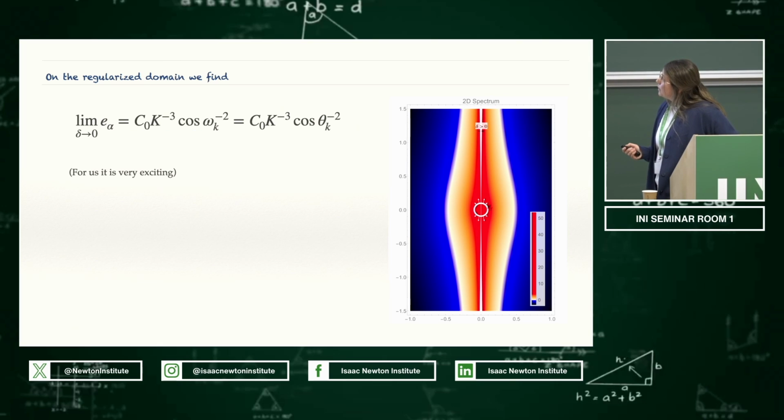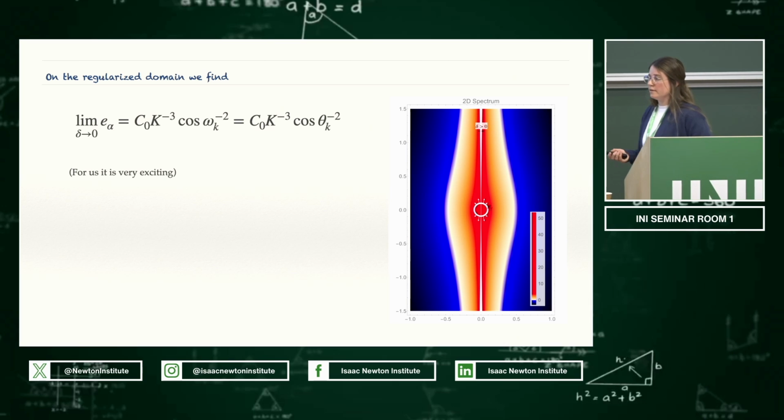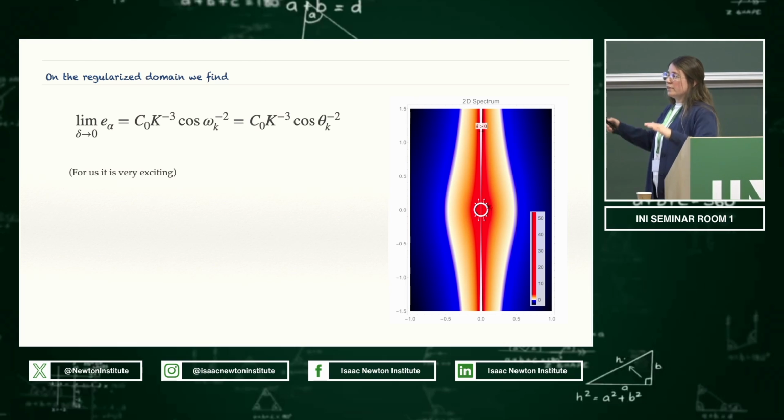And indeed, when we try the limiting procedure and we take delta to 0, we get that this is a solution, a meaningful solution of the kinetic equation. So this is how it looks in the wave number domain, two-dimensional domain. So it proceeds as k^-3. The angular dependence is cosine to the -2.